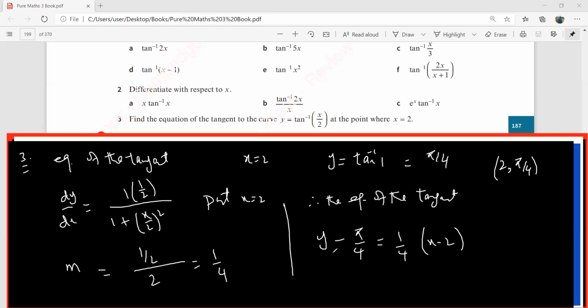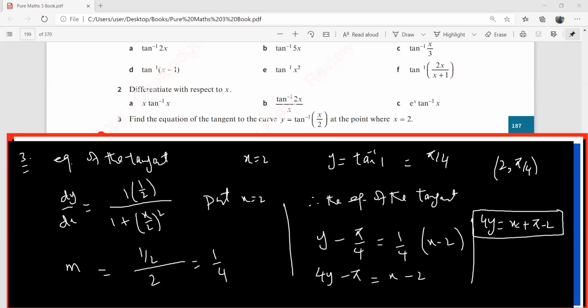You can leave it up to here, or if you want, you can simplify this. This would be 4y minus pi equal to x minus 2, and you can write it as 4y is equal to x plus pi minus 2. So that is the equation of the tangent where your x is 2. So guys, that is it for this differentiation of the tan inverse of x. Next, I'll tell you inshallah about the integration which results in this tan inverse of x.